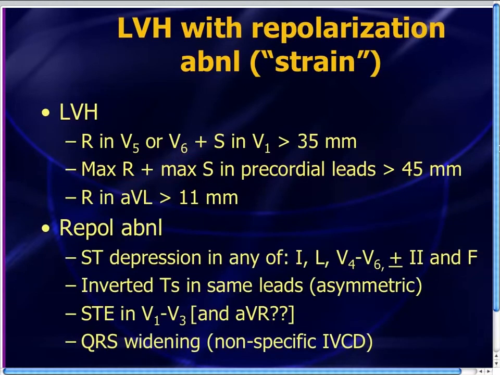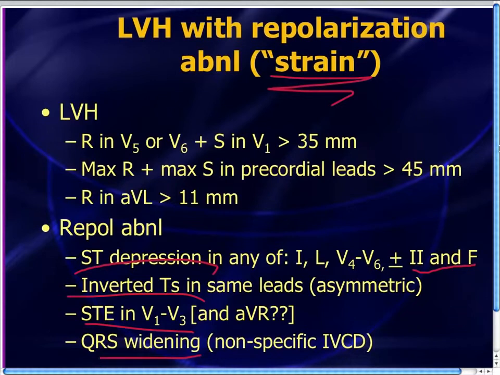That is LVH. Now, LVH can produce some repolarization abnormalities, or what I like to refer to as a strain pattern. Many other people use that term as well. And LVH can produce ST segment depression in the lateral leads, but also in 2 and AVF. It can produce inverted T waves in those same leads. It can produce ST elevation in the right precordial leads and AVR, and also can produce QRS widening. Now, with the exception of the QRS widening, this is a tough call because all of these make you think of cardiac ischemia. There's one clue that may be helpful.